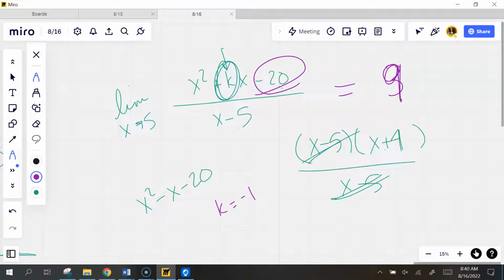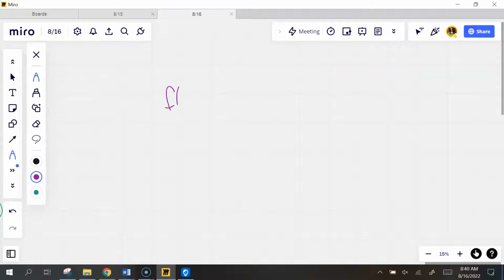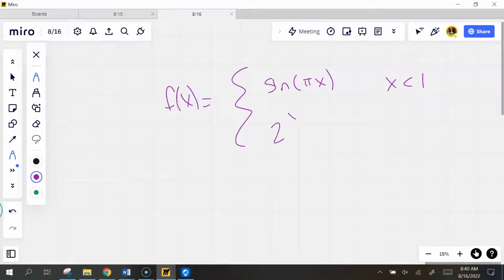What else? The next one. Answer the following questions for the piecewise function defined as described on the right-hand side. All right, so we have f of x. Get a little bit harder as you go. Sine of pi x when x is less than 1, 2 to the x squared when x is greater. What is f of 1?